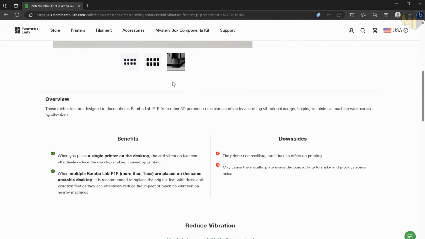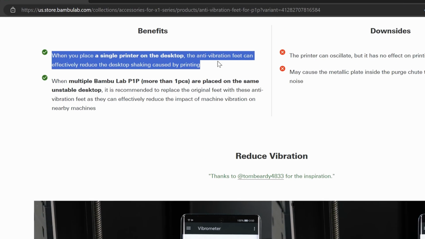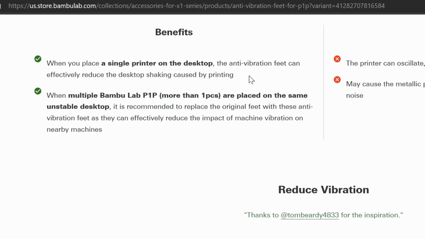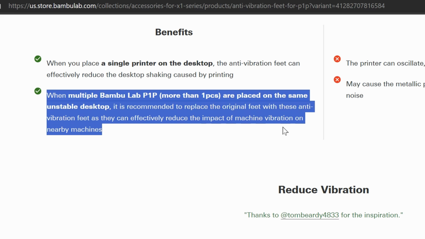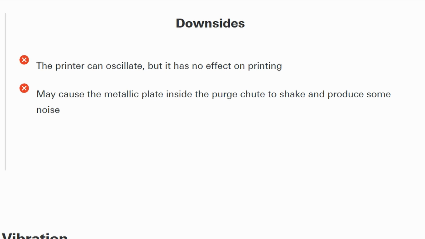These feet are vibration dampening feet, and they're available to purchase from Bambu Lab. And what they describe is that they reduce the amount of vibration being transferred into the bench or into the table, which would impact the printers beside them if you're running more than one. They don't, however, impact the printer quality on the printer with the feet on it. So it claims, at least.